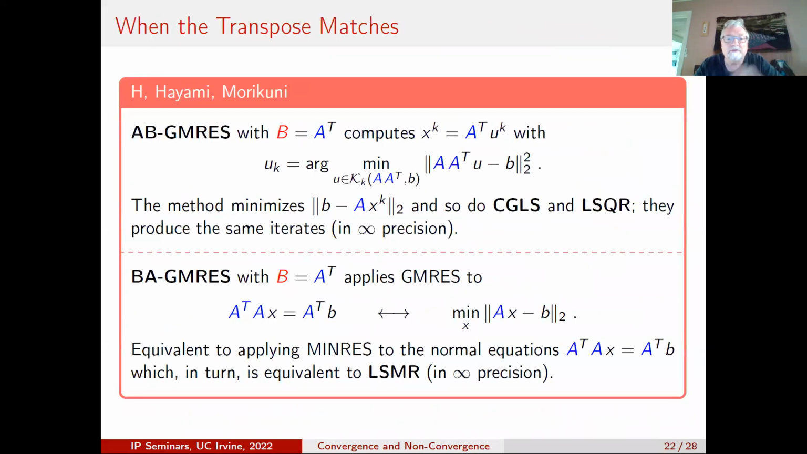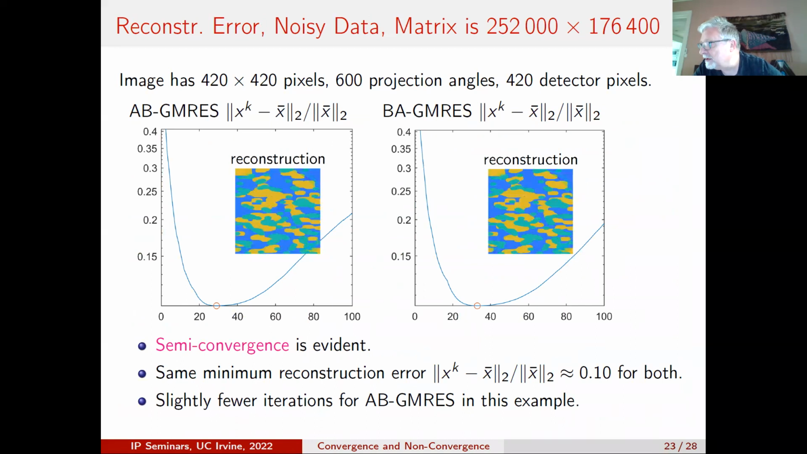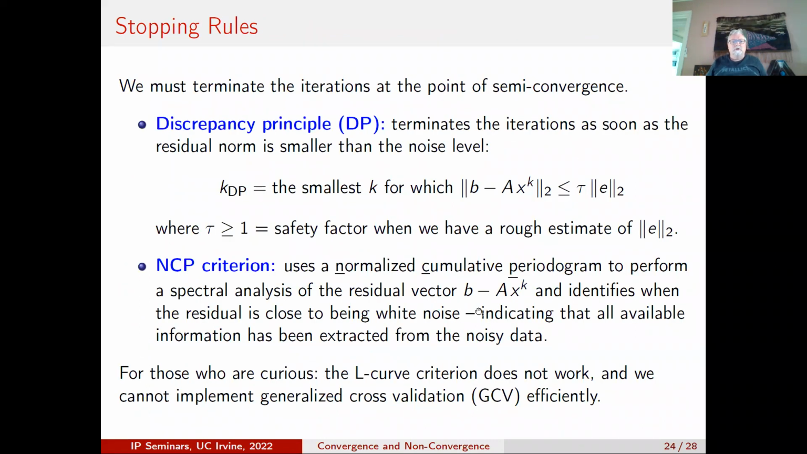But anyway, this is something we describe in the paper. I mentioned we have semi-convergence, and here I want to spend just 2 slides on stopping rules, because we would really like to stop our iterations right there, wouldn't we? So we looked at 2 methods for stopping the iterations.